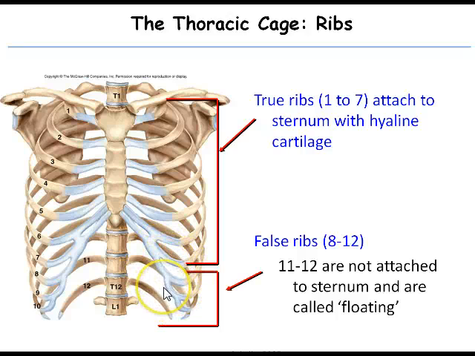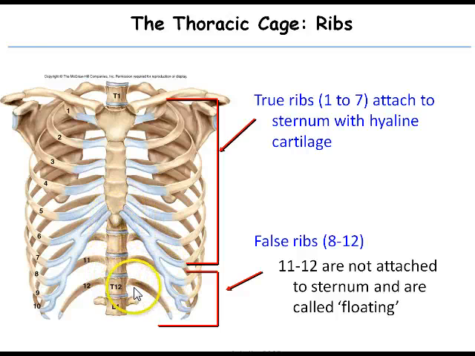Firstly, let's look at ribs 8, 9, and 10. Here you can see in ribs 8, 9, and 10 that these ribs actually connect to a more superior costal cartilage and therefore do not have their own costal cartilage element that connects to the sternum. This is why they're called false ribs, because they do not actually contain an individual costal cartilage that connects directly to the sternum.